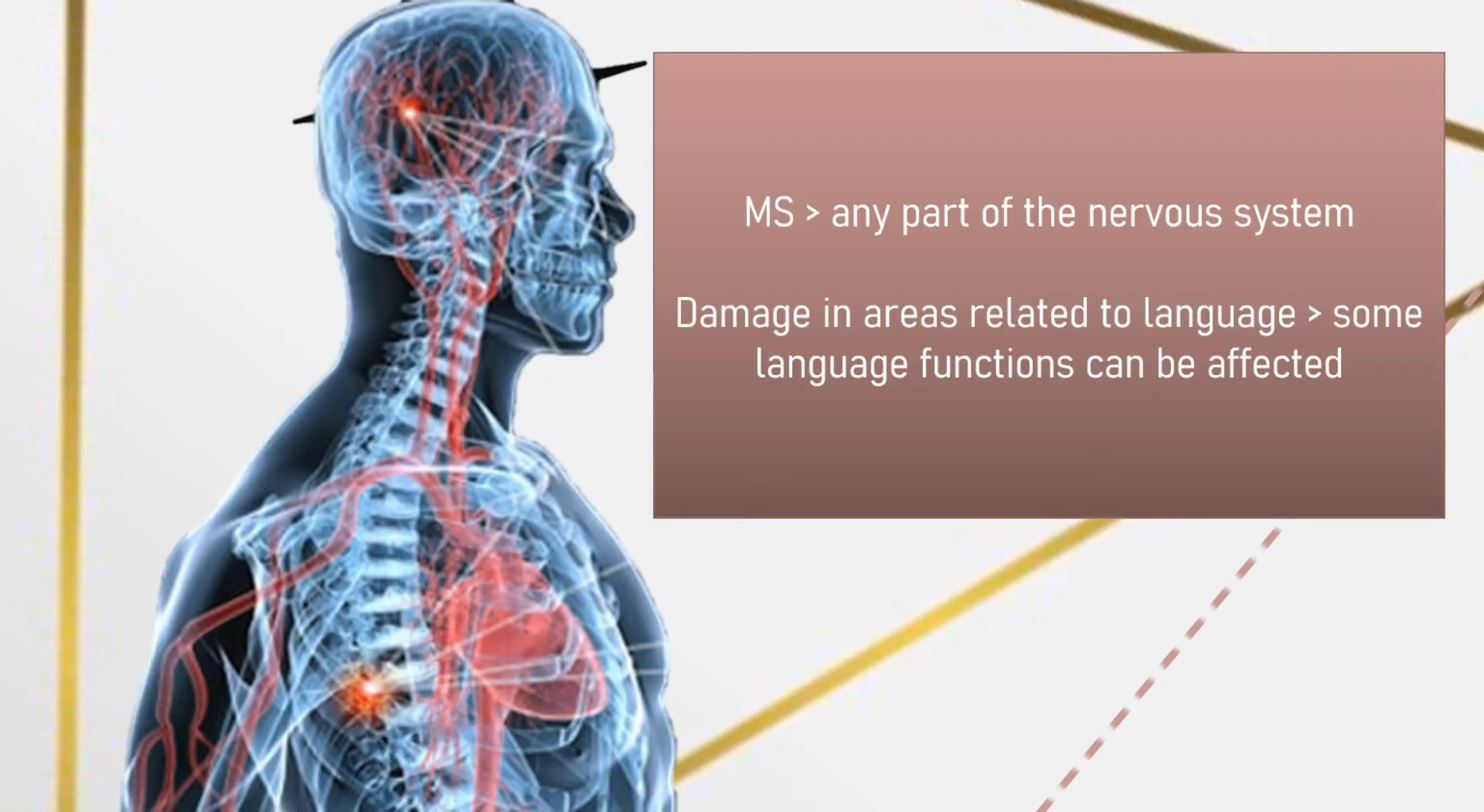Multiple sclerosis can appear in one section or different sections, areas of the central nervous system. That means that if the area is in the brain, in an area related to language, then we will observe some language functions affected by this disease.